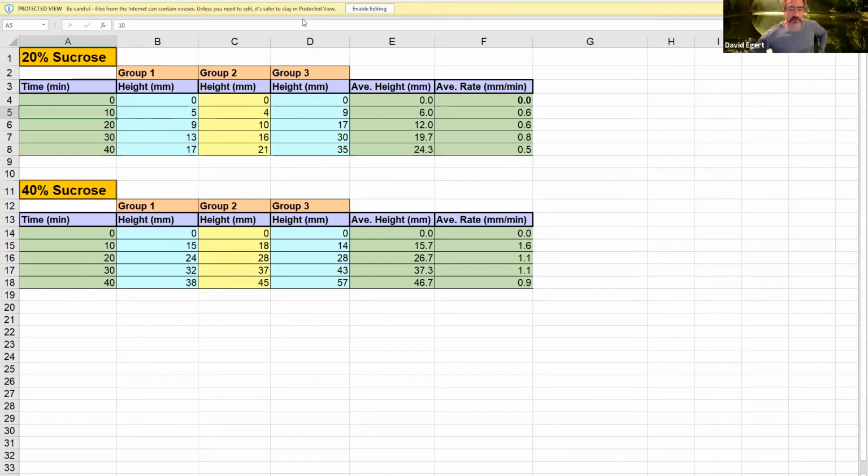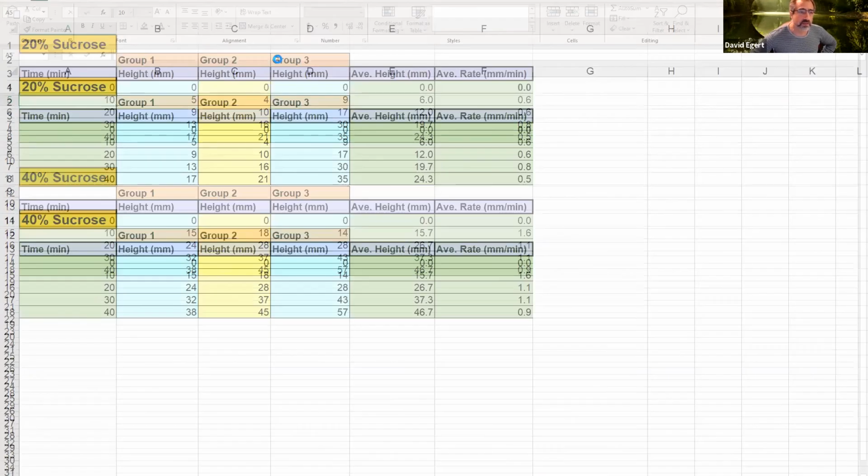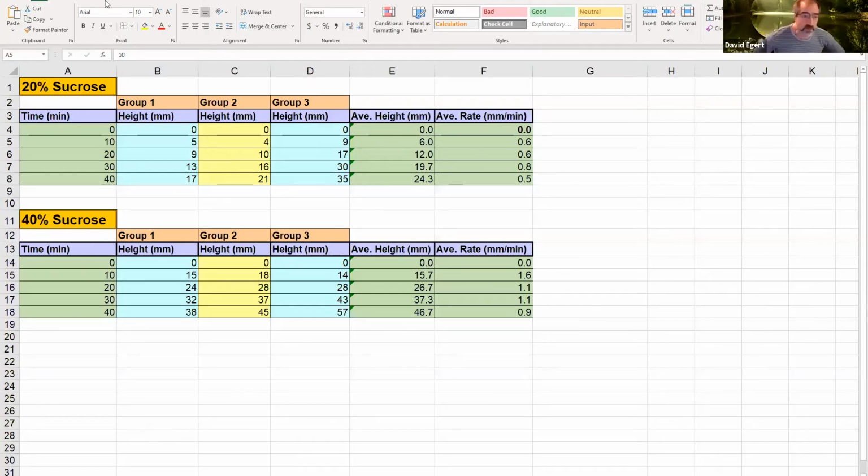And the data looks like this. Here, the 20% sucrose group, there's a 40% sucrose. What? Hold on, something went wrong. Share screen, get it back. So 20%, 40% sucrose group. Again, there's 3 groups doing one, 3 groups doing the other. And if you take a look, they're not all exactly the same, but they all have similar trends.